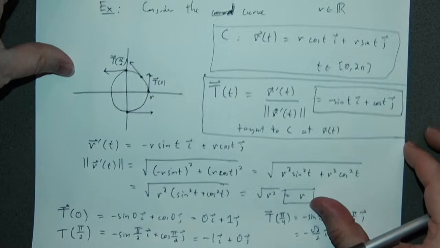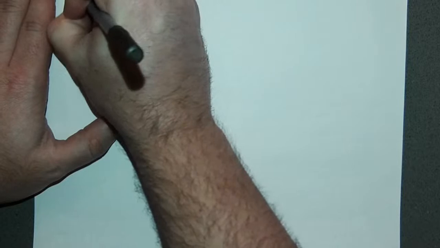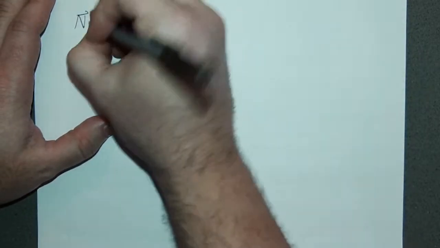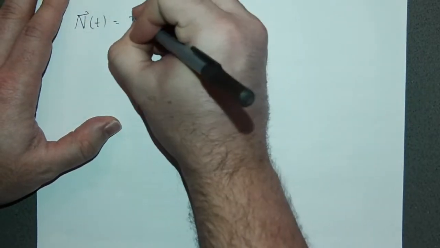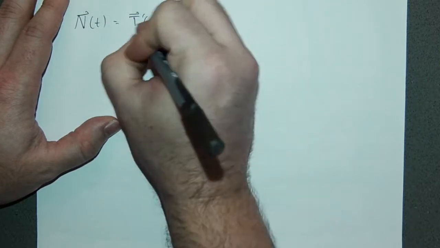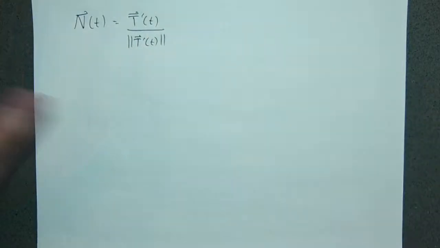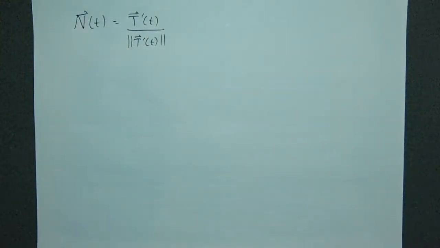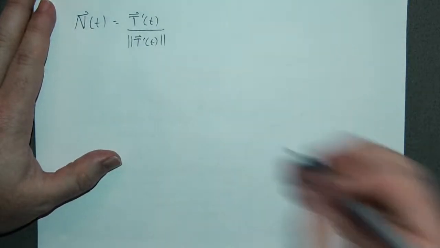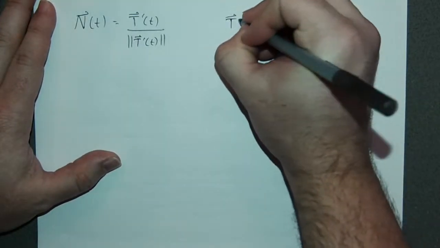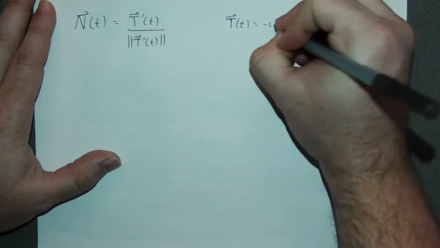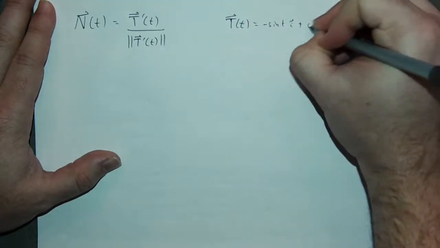Let's do the normal vector for the same curve. So let's compute the normal vector. The normal vector, as we recall, is the derivative of the tangent vector we found divided by its length. The process here is pretty straightforward. Obviously, you have to compute the tangent vector first because you can't compute the normal vector without it. So let me just rewrite from last time. T is minus sine t i plus cosine t j.